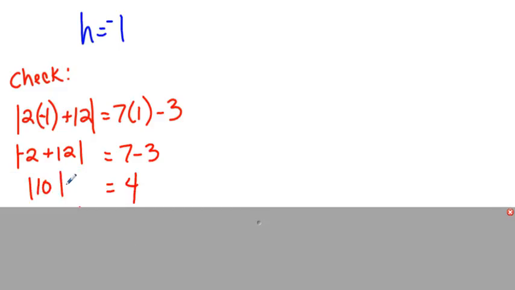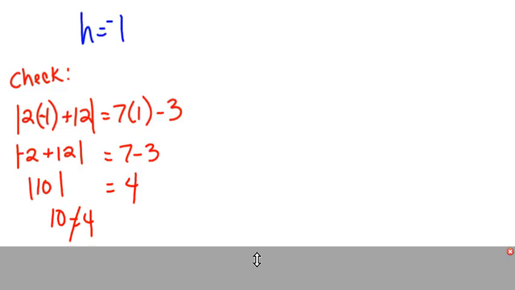And so the absolute value of 10, so you have to ask yourself how many units away from 0 is 10 on the number line. That's 10. And does 10 give you a distance of 4? It does not. Well, since this is a false statement, that reminds us that this solution, h equals negative 1, cannot be used. It's an extraneous solution, so we have to eliminate it from our answer set.